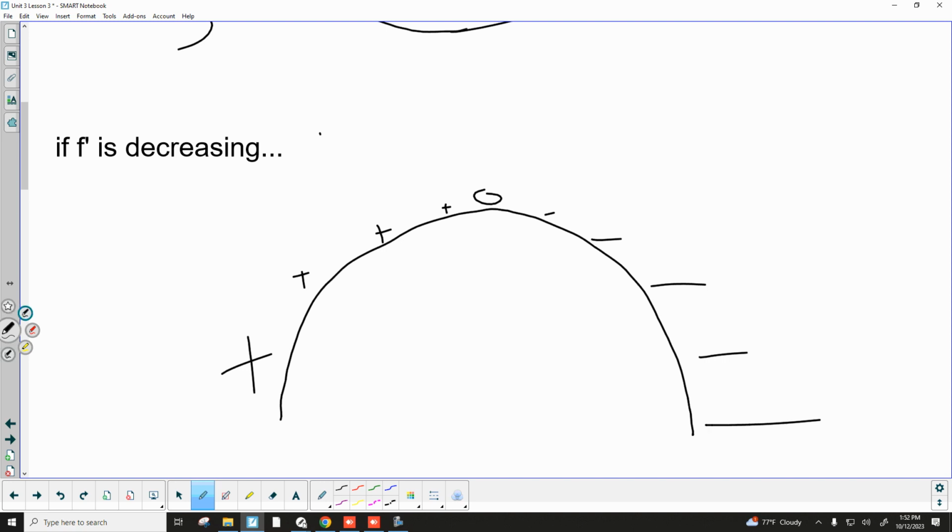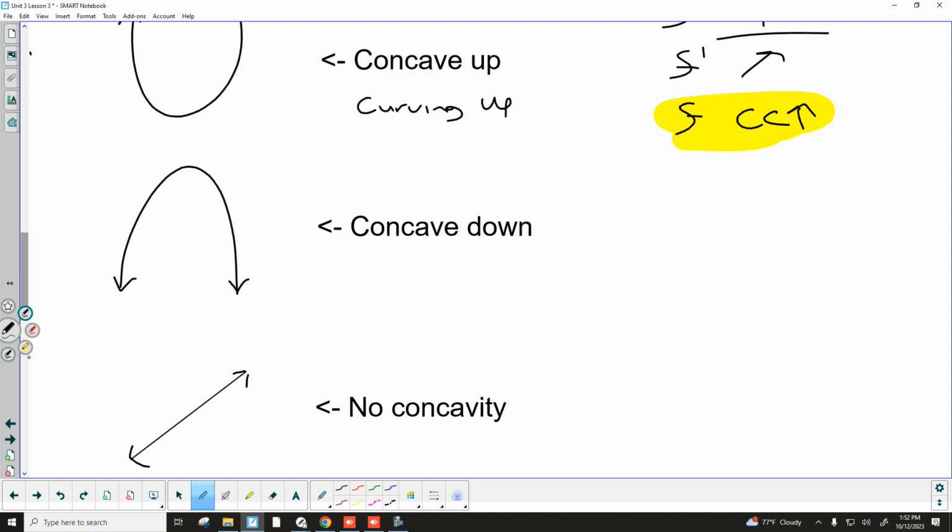How are we going to tell when our slopes are decreasing? We will look at our second derivative sign. When you have no concavity, guess what? Your second derivative is going to be 0. You're probably going to be in a situation when f prime is neither increasing nor decreasing. You're going to have no concavity.